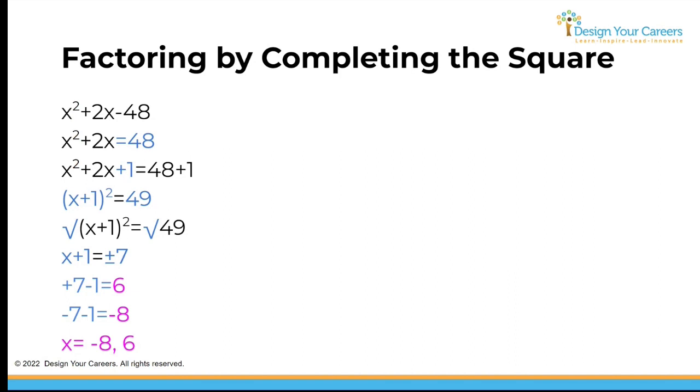So then we're going to subtract 1 from each side to take 1 to the other side, which gives us x is equal to... So we have plus 7, right? So 7 minus 1 is 6. We have negative 7 too. So negative 7 minus 1 is negative 8. So x is equal to negative 8 and 6.